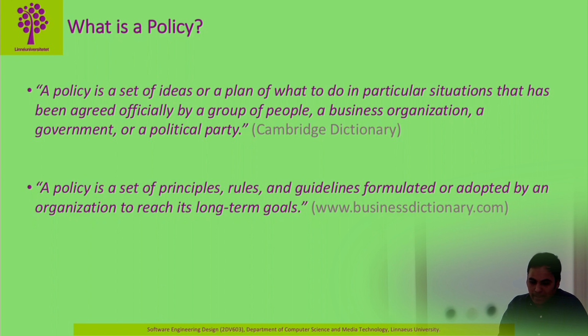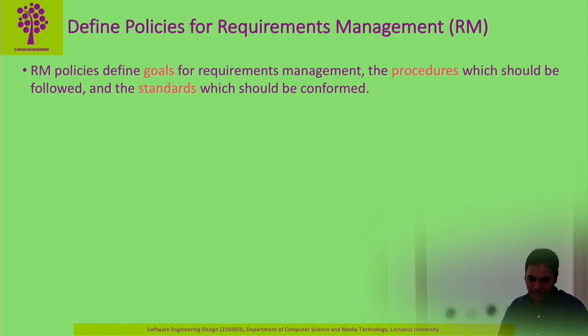The Cambridge Dictionary defines policy as a set of ideas or a plan of what to do in a particular situation, but this plan must be officially agreed by the people or the organization. The Business Dictionary defines policy as a set of principles, rules, and guidelines that we need to follow to achieve long-term goals. This definition of policy also applies to the software engineering community, in particular the requirements engineering community, because we need to have policies for everything: a defined process or a structure.